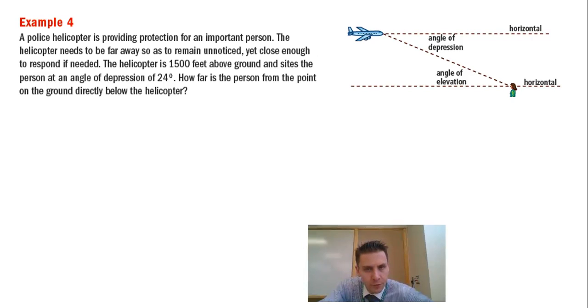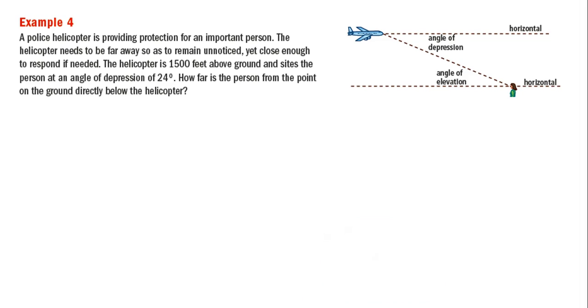All right, example 4 from 13.6 on the trig ratios for right triangles, where we have a police helicopter providing protection for an important person. That's interesting. Wonder who that is. The helicopter needs to be far away so that it can remain unnoticed. Got to be sneaky, yet close enough to respond if needed.